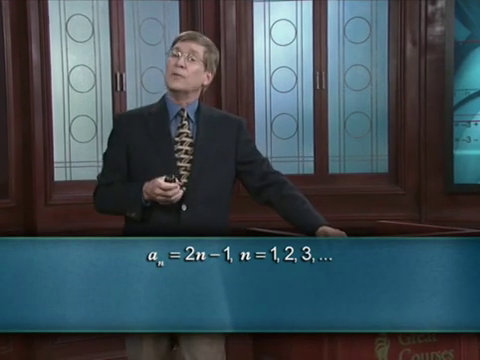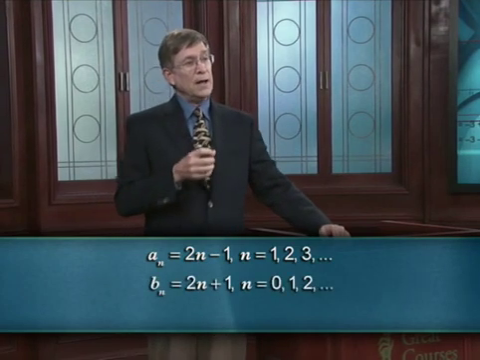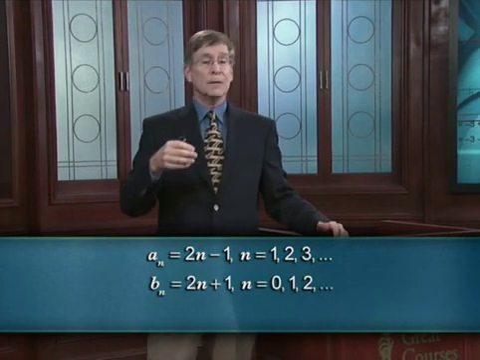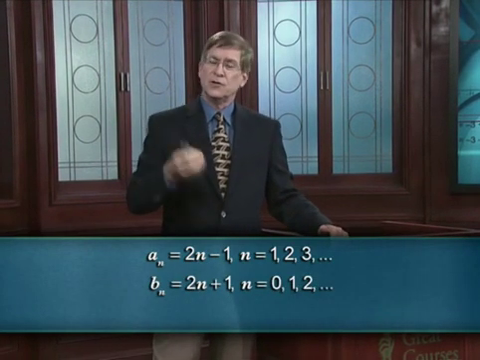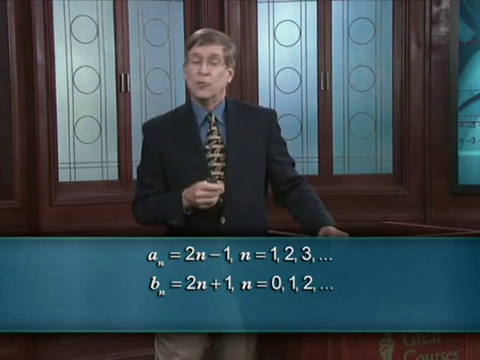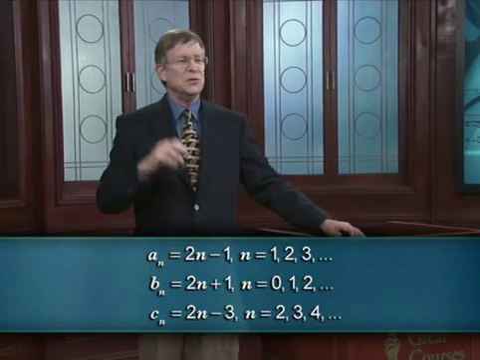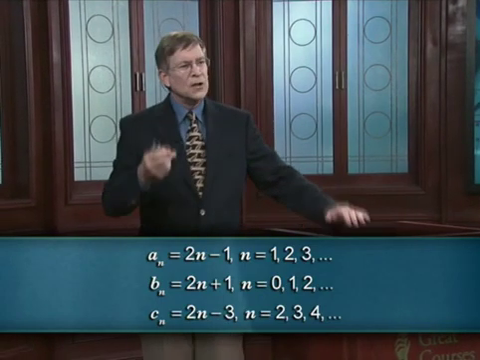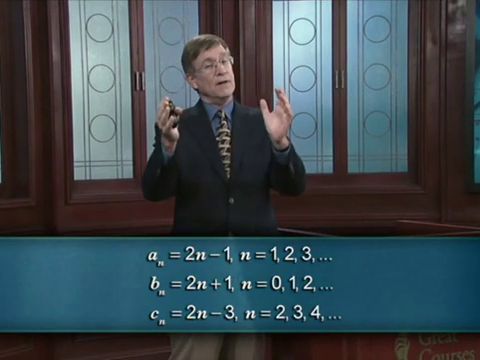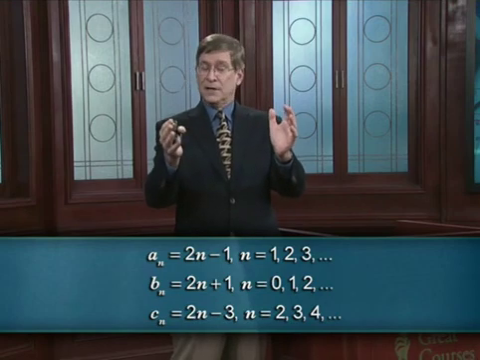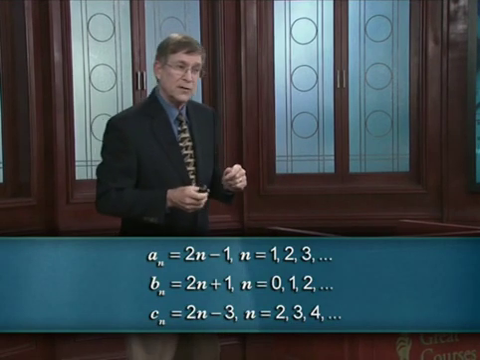But there are other ways of writing this. You could say the sequence would be 2n plus 1 as long as you start with n equals 0, and that would also generate those same odd numbers. Or you could have 2n minus 3 and start with n equals 2. So there are various forms of the rule that you can have and still get the same sequence.